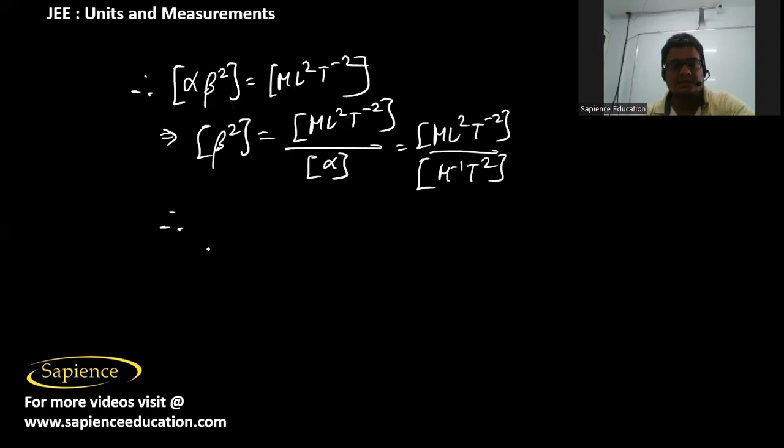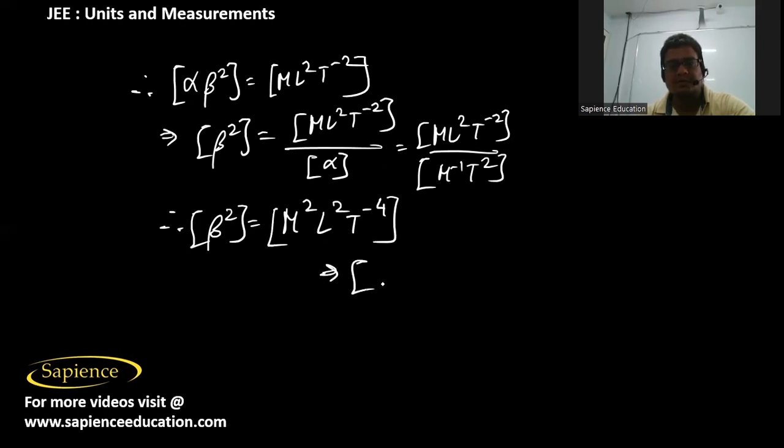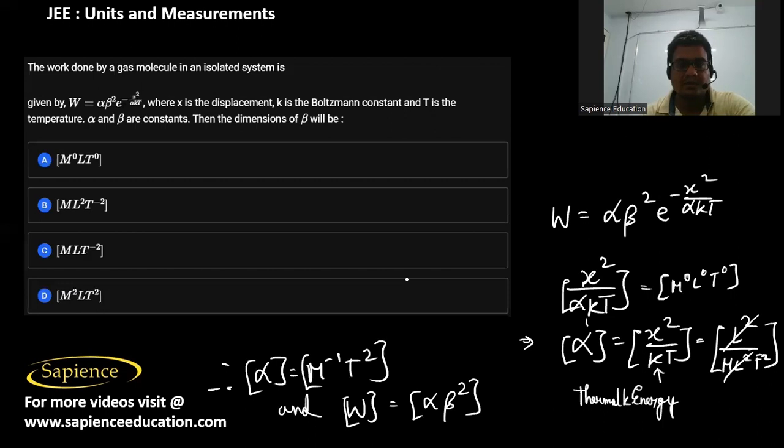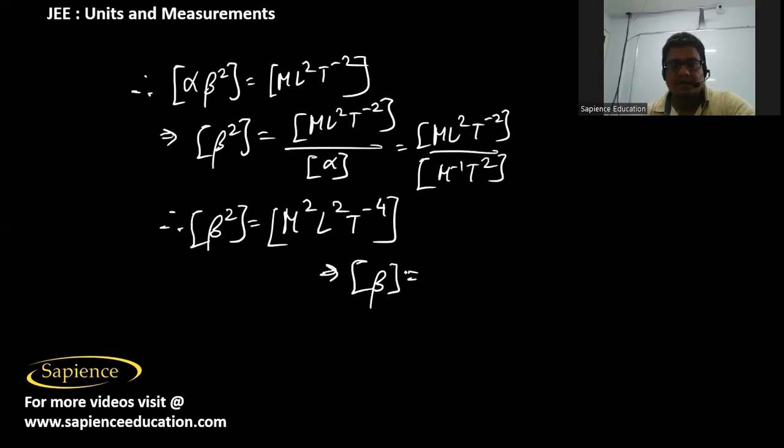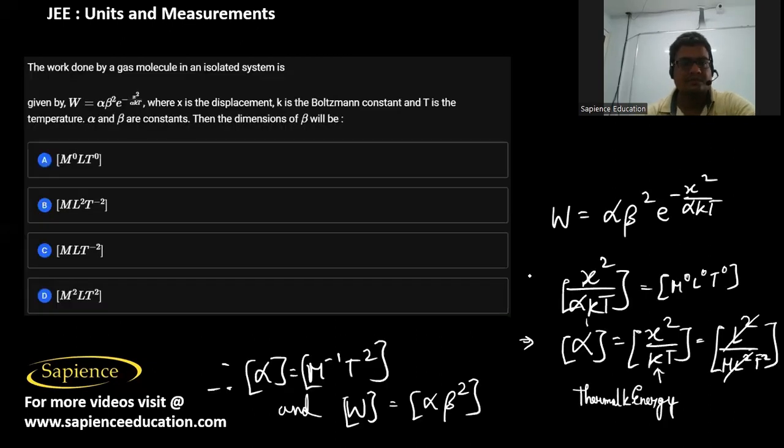So therefore, the dimension of beta square is equal to M square L square T power minus 4. So the dimensional formula of beta is the square root of this, which is MLT power minus 2, which is the same as that of force, MLT power minus 2. So option C is the correct answer.